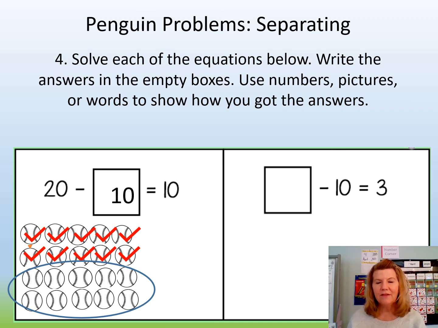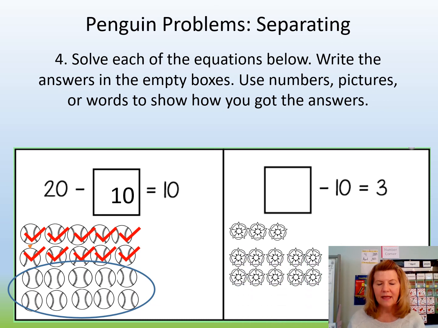And then we have another story problem, or another picture problem. And this time I decided to use flowers. We had 3 left and we took away 10. So I'm going to add 10 more. I know that I can work backwards. So 3 plus 10 equals 13. 13 is the answer.